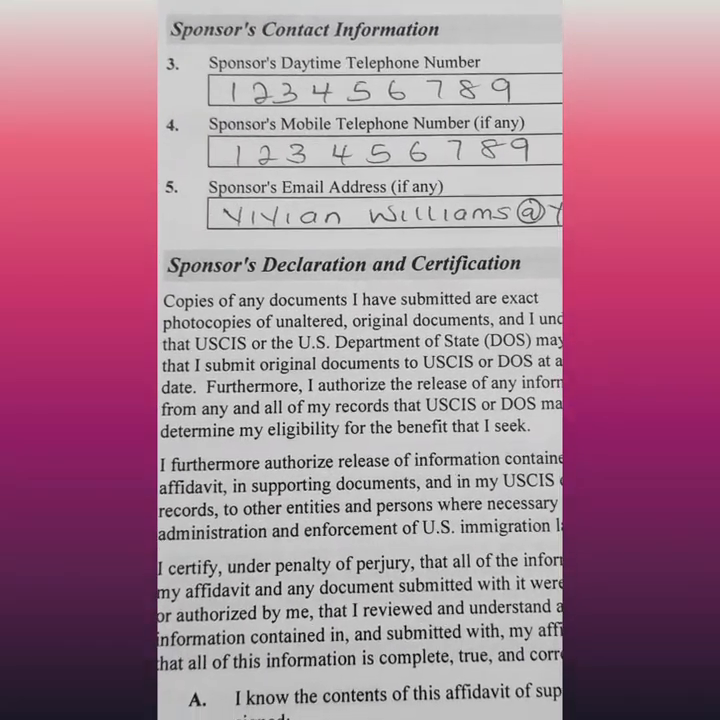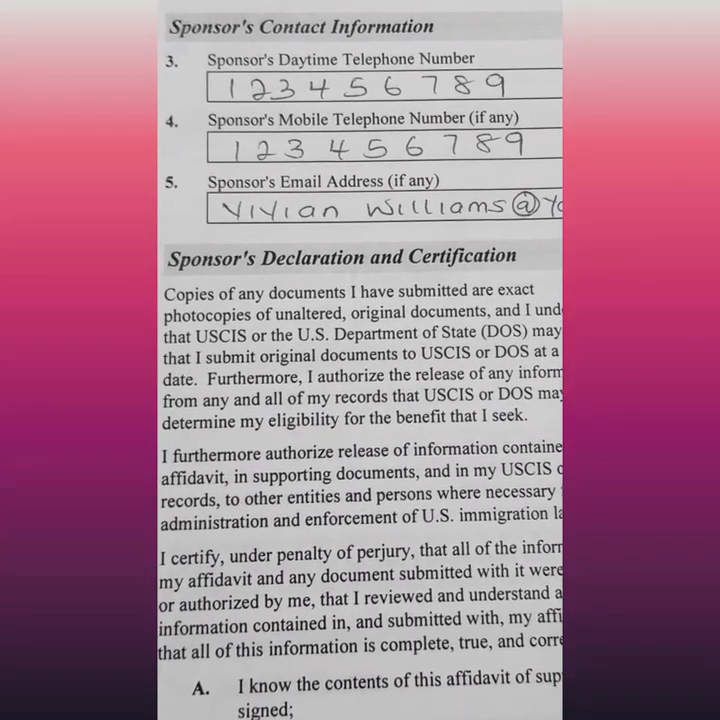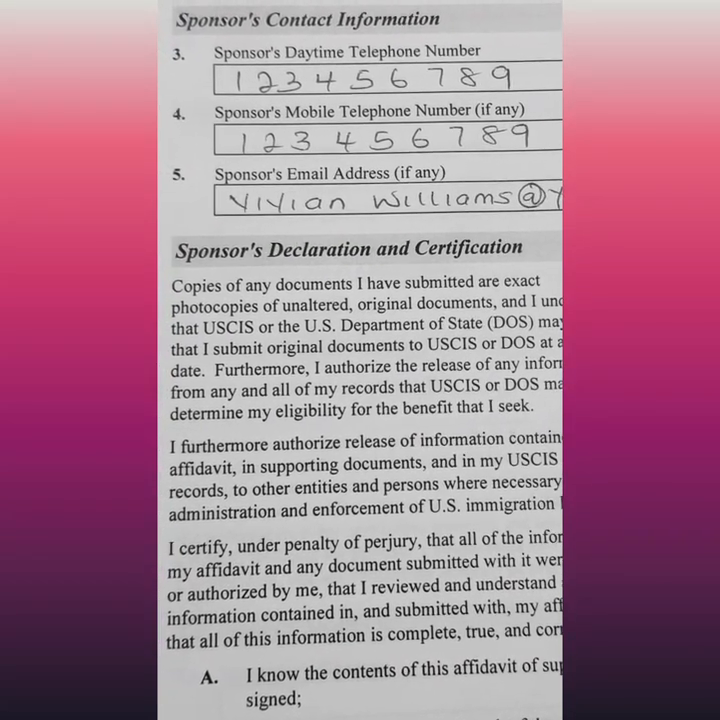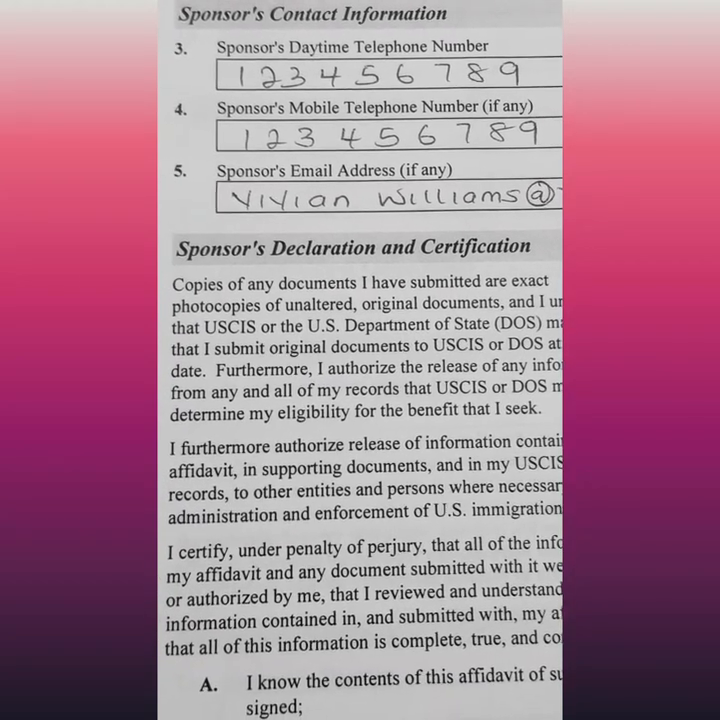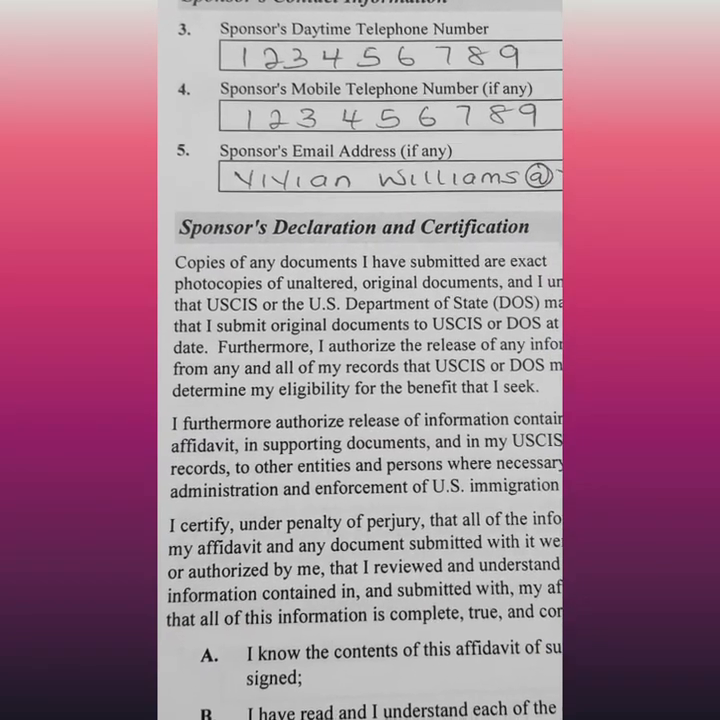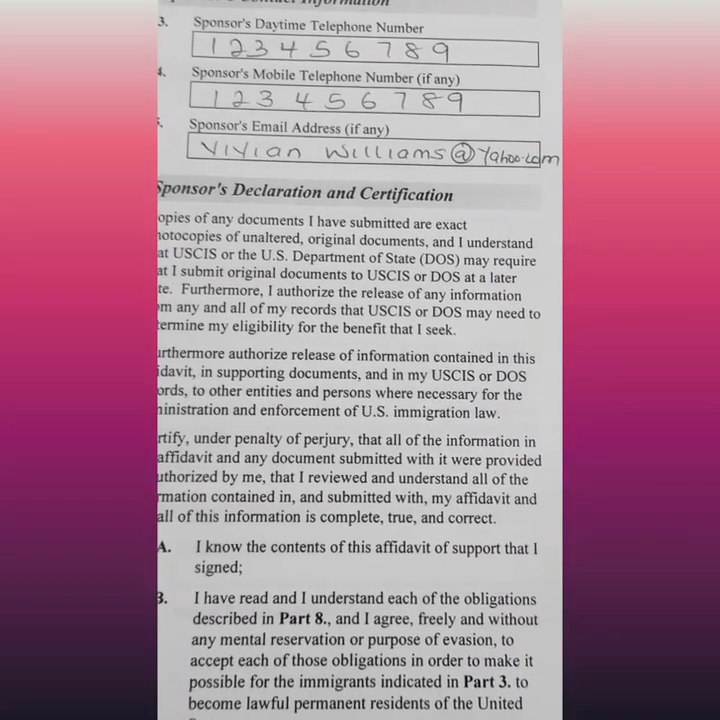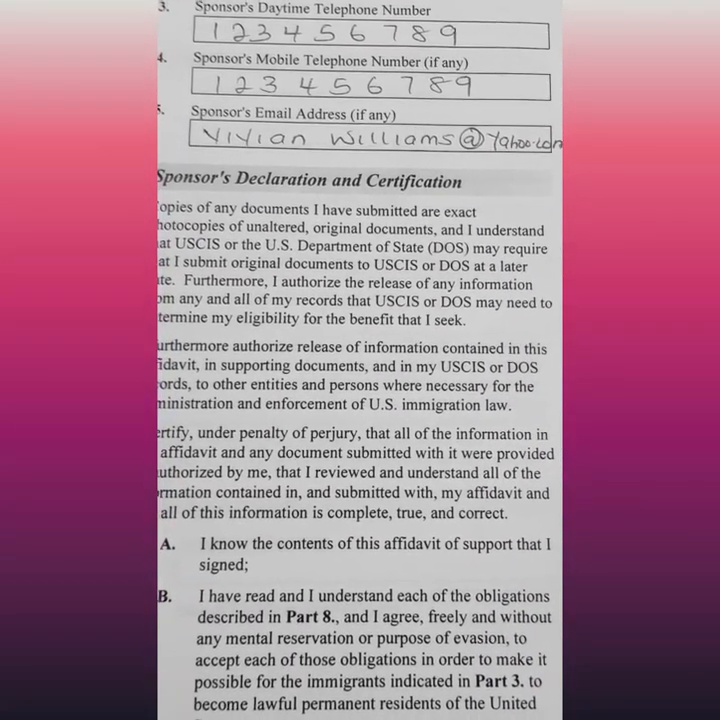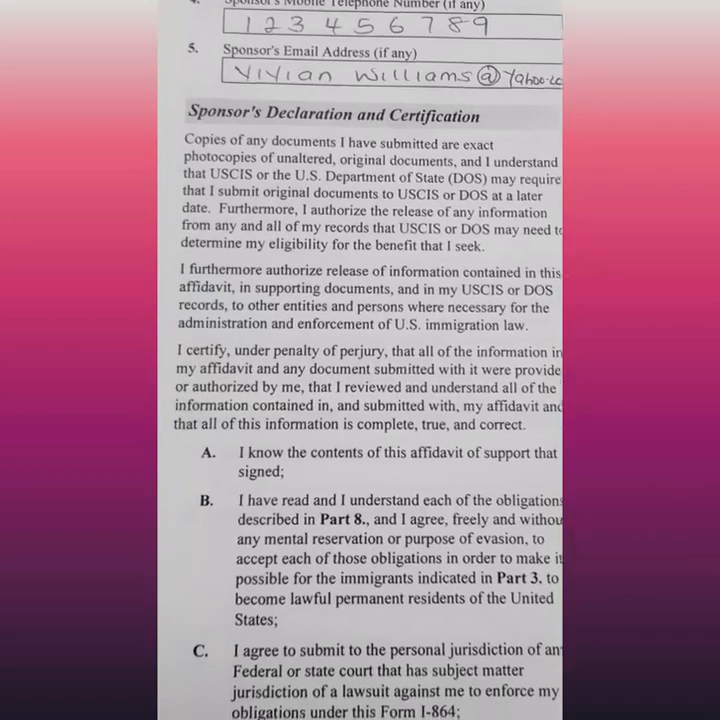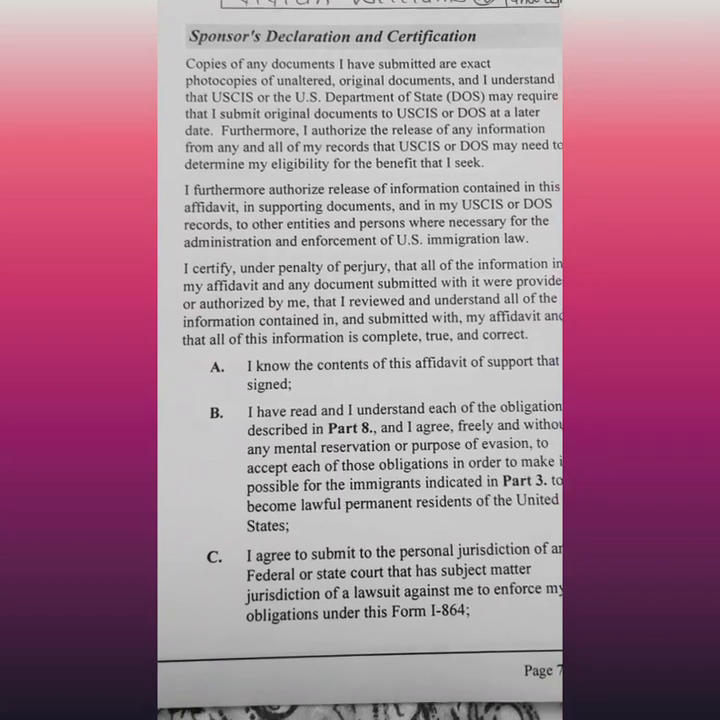We move over to the sponsor's contact information. Number 3, sponsor's daytime telephone number. Put it right there, which we all did. 1, 2, 3, 4, 5, 6, 7, 8, 9. Number 4, sponsor's mobile telephone number. Same thing. Number 5 says sponsor's email address, if any. So the sponsor's email address we used was VivianWilliams@yahoo.com.